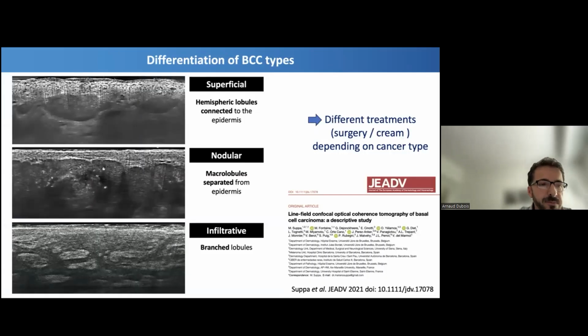LC-OCT is able to differentiate between the different types of BCCs. This is important because depending on the cancer type, the treatment is not the same, surgery or application of a cream. On the images, you can see obvious differences between a superficial BCC, a nodular BCC, and an infiltrative BCC.